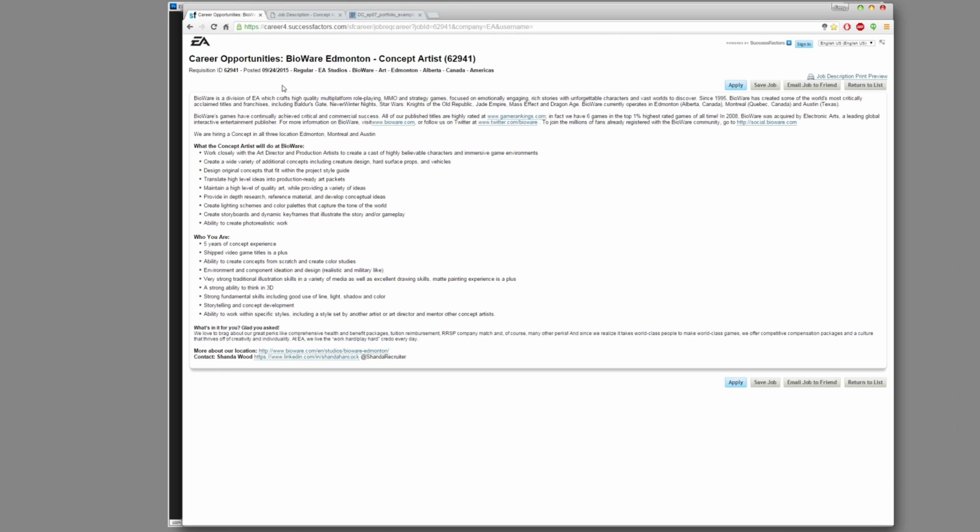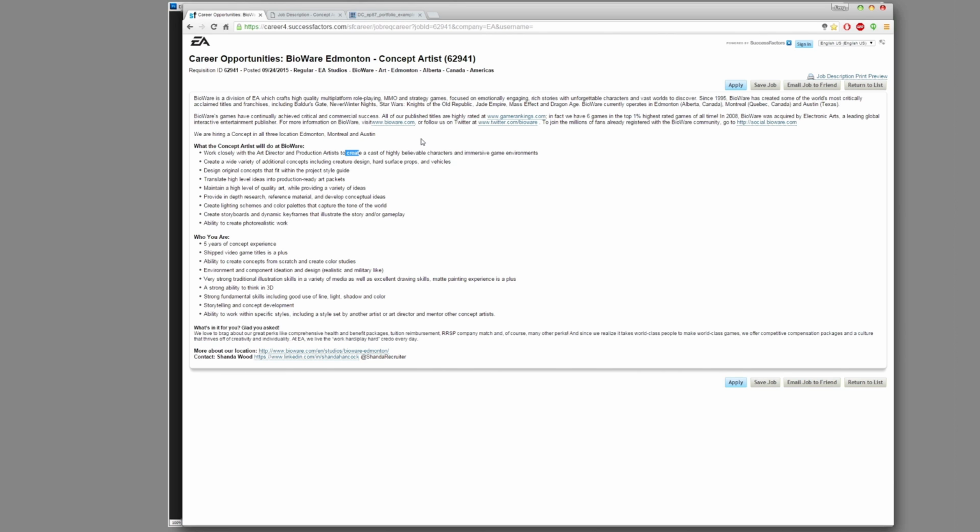In fact, I will mention those words in the BioWare description here. The first one says, work closely with art directors and production artists to create a cast of highly believable characters and immersive game environments. Notice the word create. Their first line is not, we're looking for someone to draw us pretty pictures and paint us pretty paintings. That's not what they want. They want you to create a cast of highly believable characters. That's design work, not drawing work. I don't think any of these websites are going to mention art at all. They're going to use design words such as create or ideas or generate. So that's the first line.